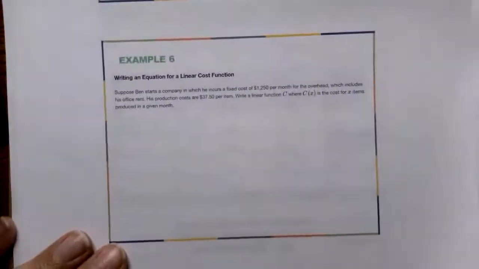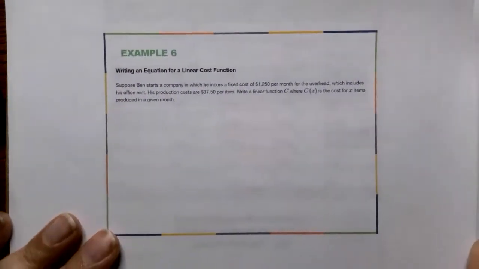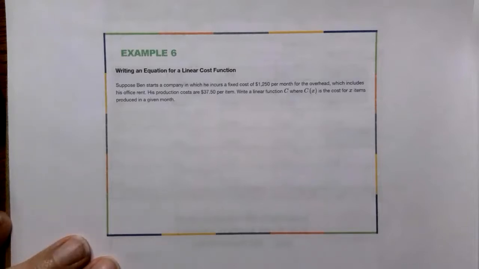Now this video is going to be example heavy. And here we go. Suppose Ben starts a company in which he incurs a fixed cost of $1,250 per month for the overhead, which includes his office rent. His production costs are $37.50 per item. Write a linear function c where c of x is the cost for x items.